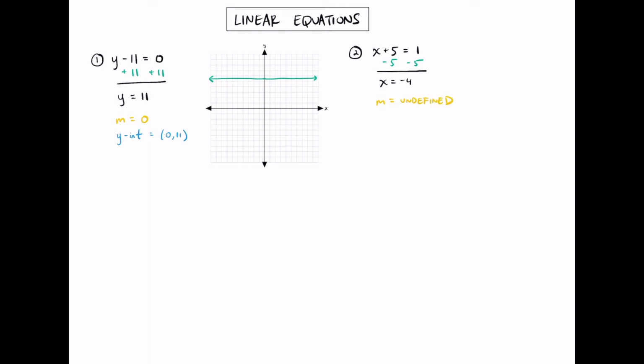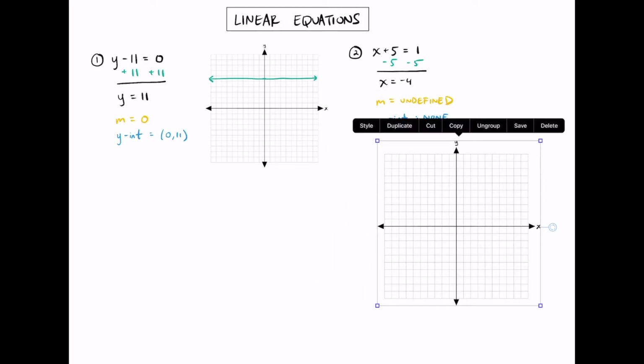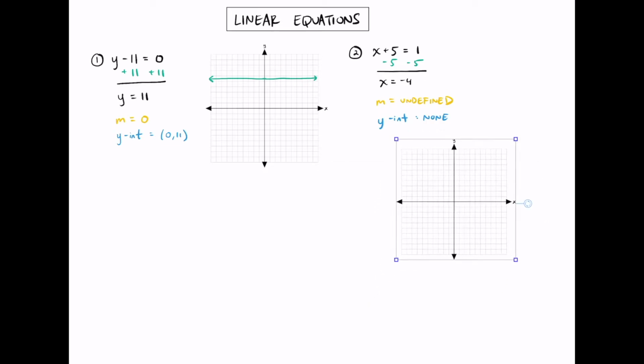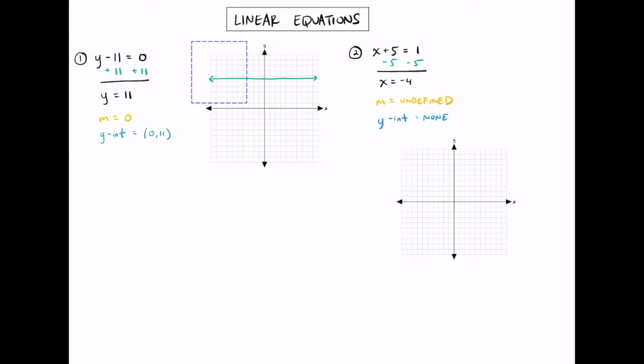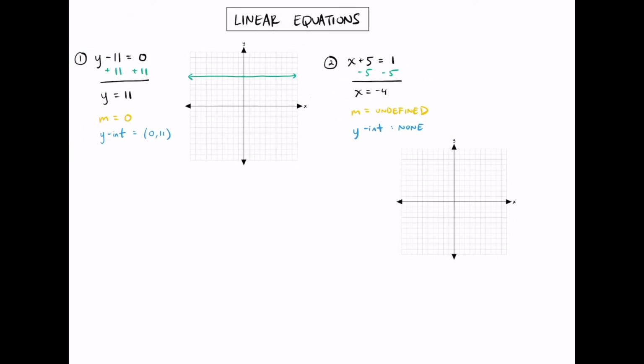That's undefined. And what is the y-intercept? Well, this one actually isn't going to have one. Okay, I'm going to say none here. And you may be a little confused by that now, but let me try to show you graphically what that looks like. So maybe, can I fit this in here? I'm not sure. Let's move everything over so I have a little bit more space. I think I can fit this next to it.